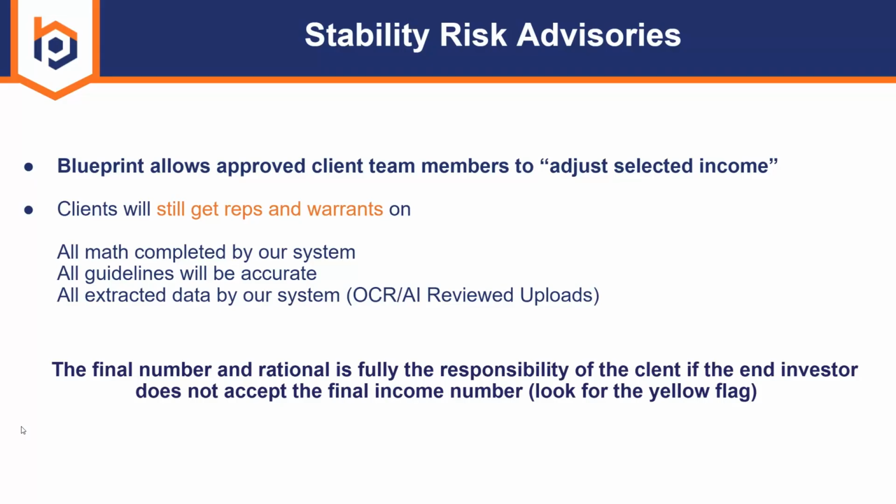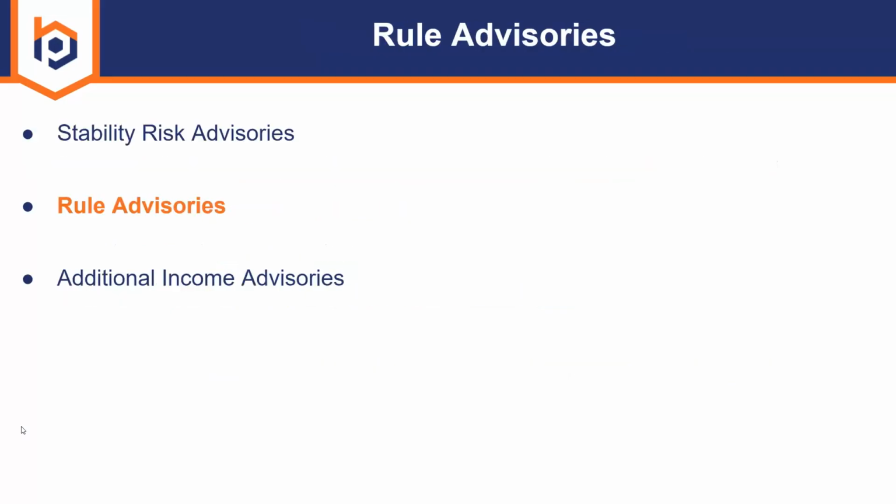Now, the final number and rationale is fully responsible from the client. If the end investor does not accept your explanation, this is not rep and warranted because you are taking on a risk that requires a lot of information that our system can't give you. Like maybe a lot of money in the bank, low LTV, long history at the job, or other things like that. This is where the underwriter is paid and trained to know how to evaluate those risks and when they're acceptable. This is not something software can do or any AI that we have that will handle. This is still a human review based on your company's risk tolerance.